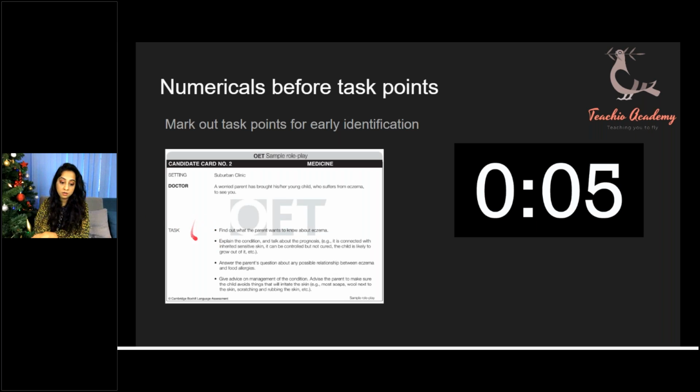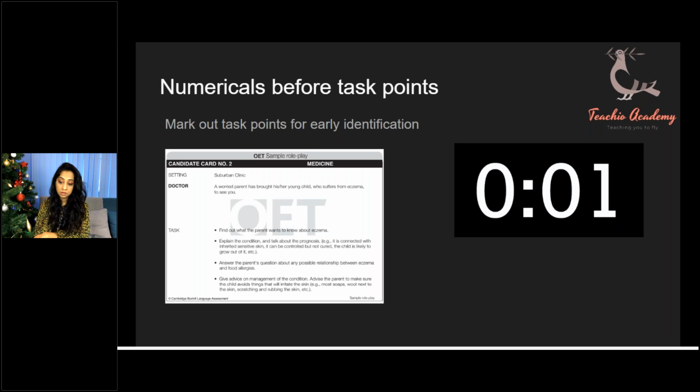would write a 1 in front of the first task point. So, find out what the patient wants to know. 2, explain about the condition. 3, talk about the prognosis. 4, answer any questions. 5, give advice on management of the condition. 6, advise the parent to make sure that the child avoids certain things.